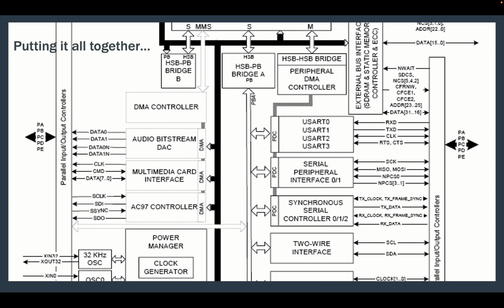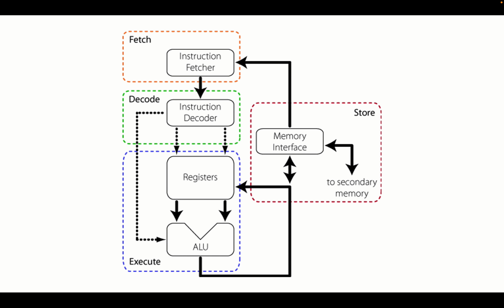The whole thing looks like this when we put it together, or more easily understood, this. So here you can see we've got the instruction fetcher, which fetches the code, we decode it, we execute it using the ALU and registers, and then we store in the memory interface or send it to secondary memory.